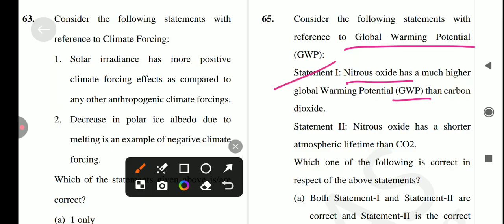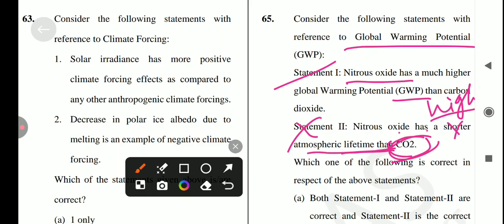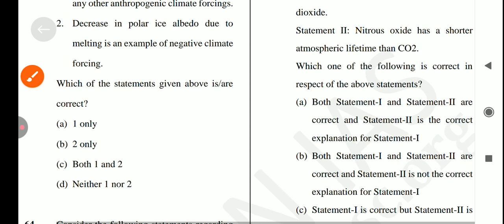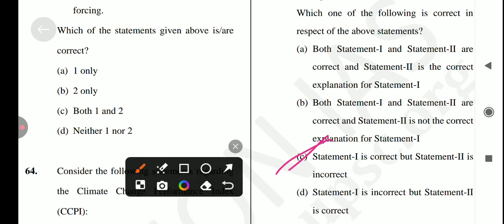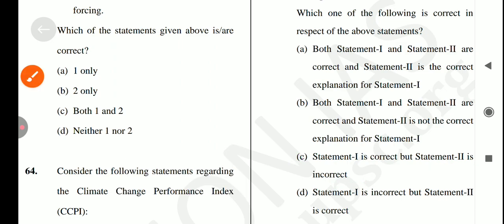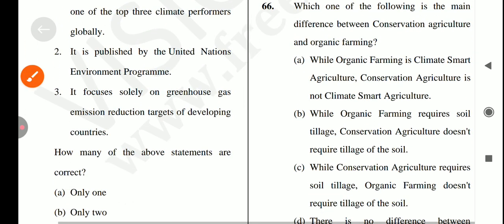Next is nitrous oxide has a shorter atmospheric lifespan than carbon dioxide. No, it's not a correct statement because nitrous oxide has a longer or a higher atmospheric lifespan than the carbon dioxide. Okay, so answer for this question is option number C, which is statement 1 is correct but statement second is incorrect.